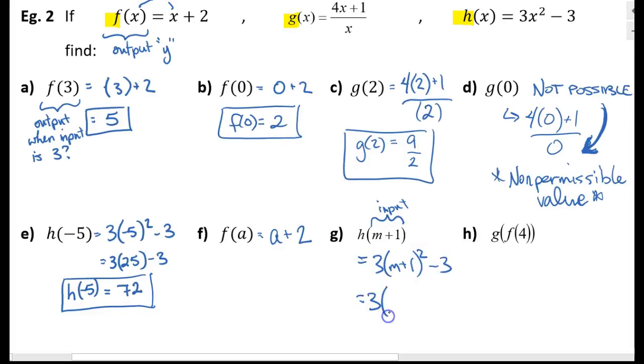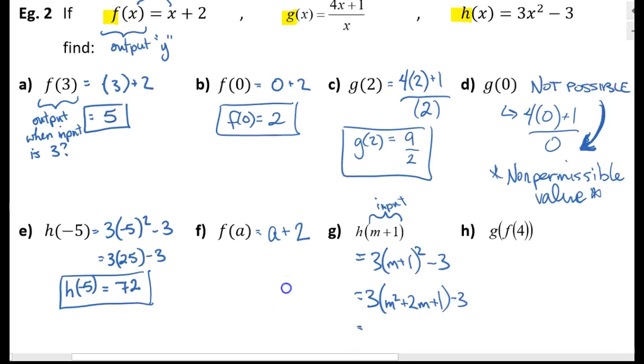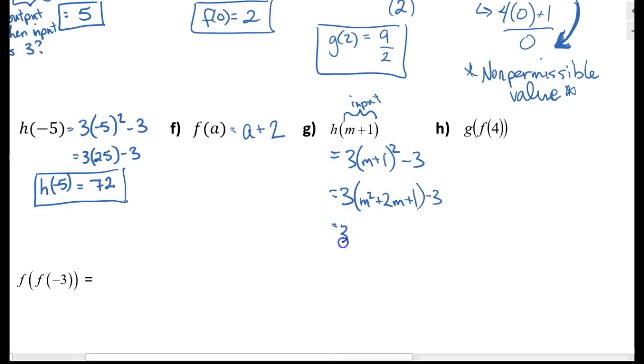I'm going to expand that, so it's going to be 3 times m squared plus 2m plus 1 minus 3, or 3m squared plus 6m. That's what it simplifies to be.